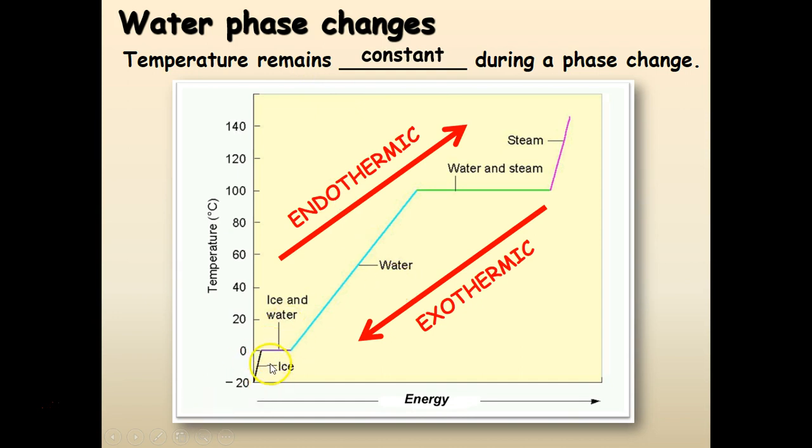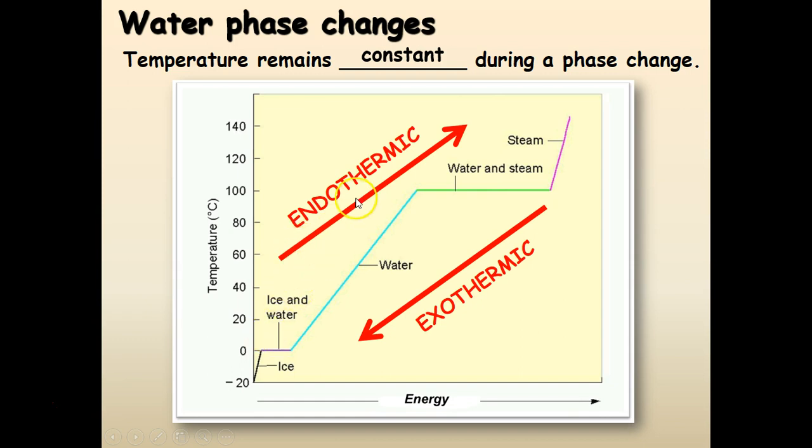So the phase for a solid to liquid is not going to increase in temperature until every last molecule has shifted from the solid to the liquid phase. Once that happens, we keep increasing our temperature all the way up until water boils at 100 degrees Celsius. Notice temperature still remains constant. It's not going to increase until every last substance or every last molecule has changed into the gas phase.